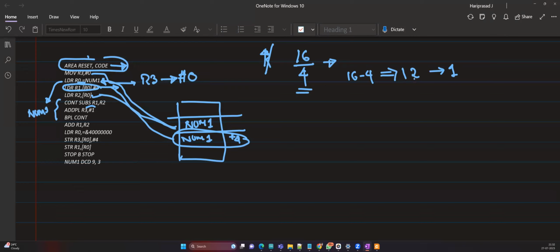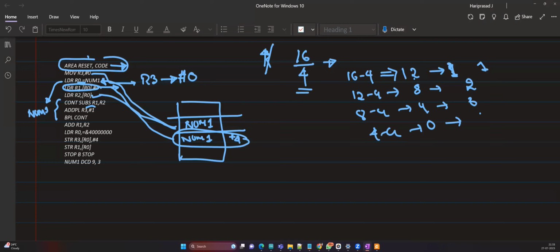Each time I subtract, I have to keep counting. I have subtracted one time. Again, 12 minus 4 is 8, the second time. Again, 8 minus 4 is 4. Then a third time, 4 minus 4 is 0. Fourth time, 0 minus 4, and basically I got a negative answer.